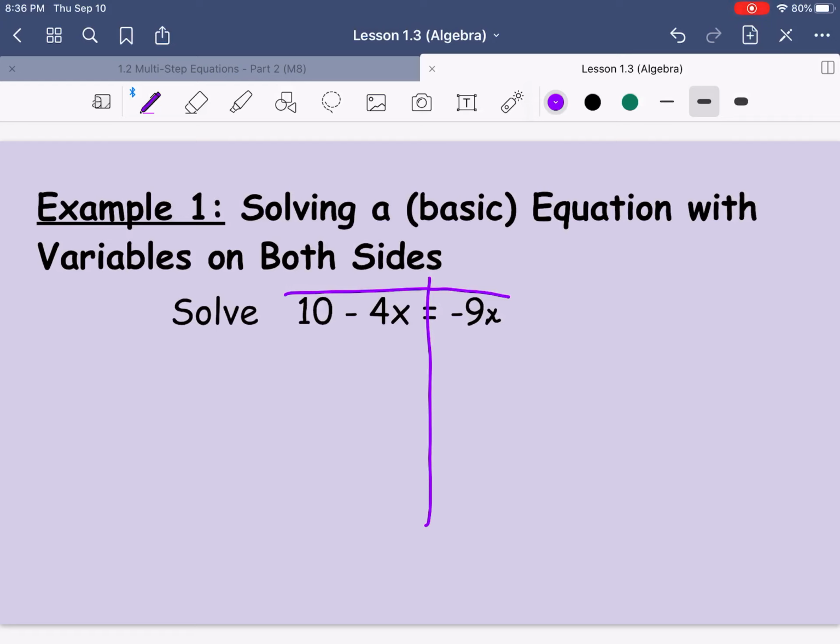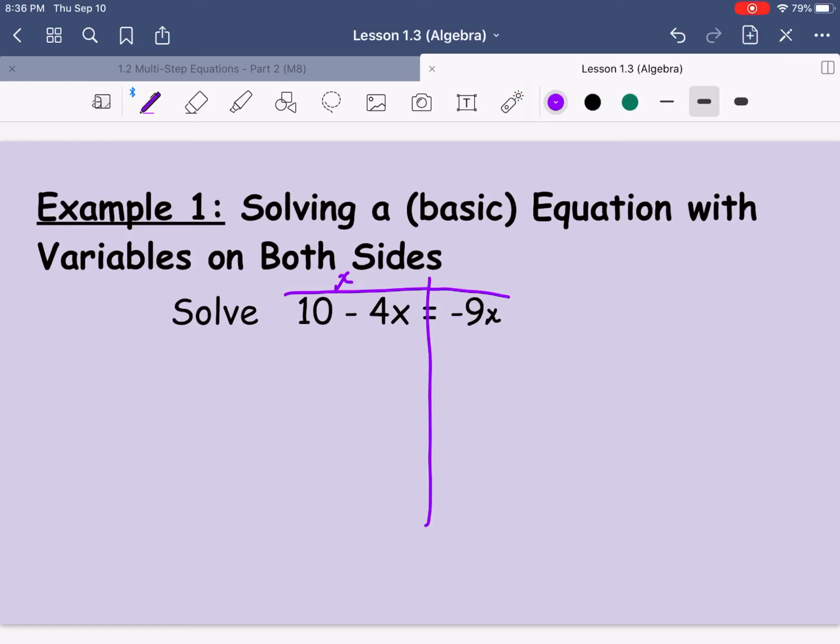So now I need to pick a side that is going to be for my variable. When I have variables on both sides, I like to look at the amount. And I want my variable on the side that's going to give it a positive number. So we want to move the smaller number to the other side with the bigger number. Now remember, with negatives, the bigger the negative, the smaller the number. So I actually am going to move the 9x over to the other side.